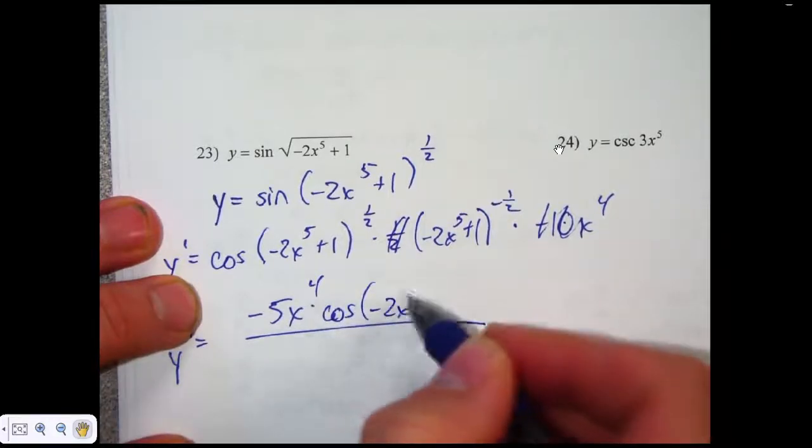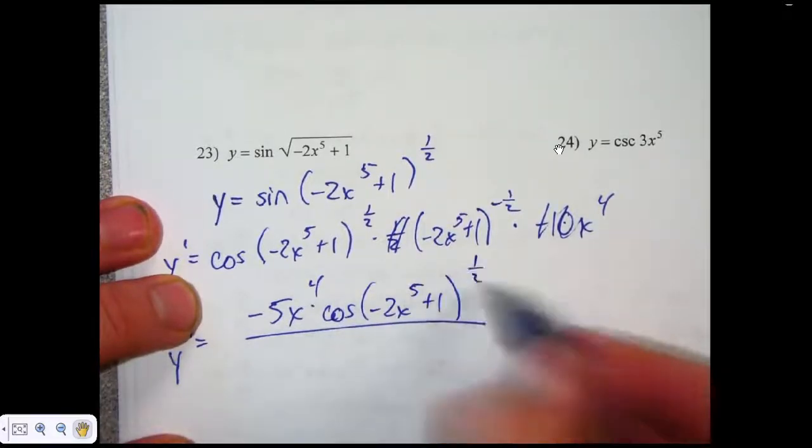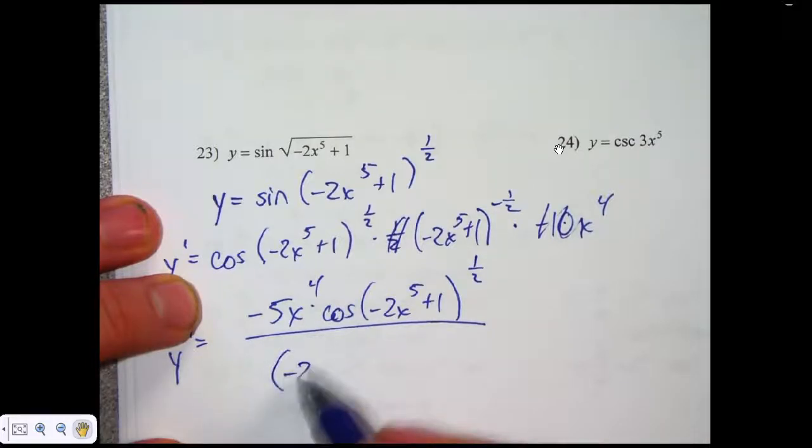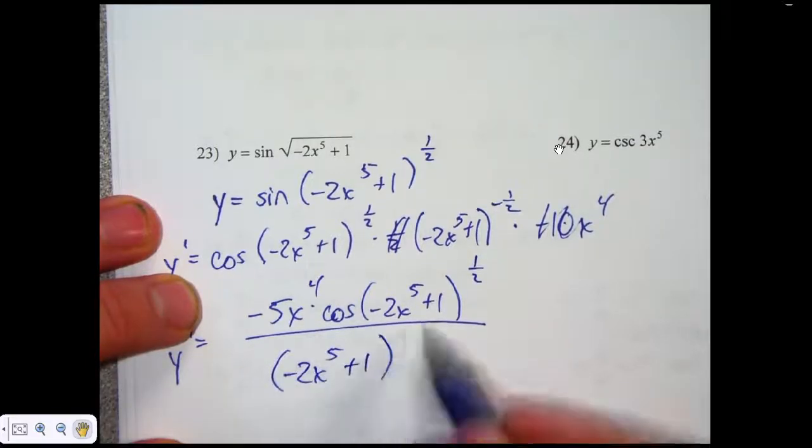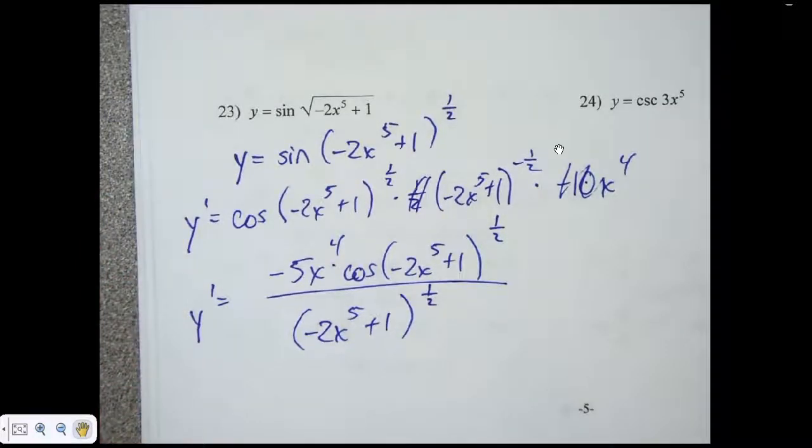Cosine of negative 2x to the 5th plus 1/2 goes on top, and then the negative 2x to the 5th plus 1 goes on the bottom, and the exponent becomes positive. Can I cancel those negative 2x to the 5th plus? Can I cancel the parentheses? I cannot, because one's being cosed and one's not.